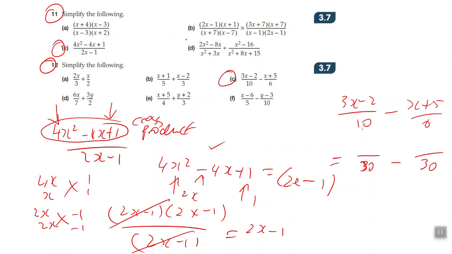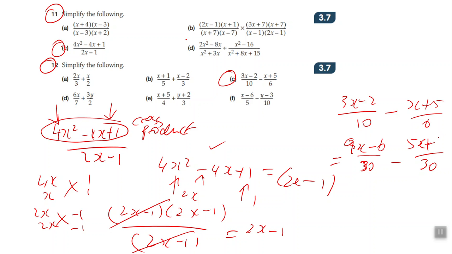Okay, so I need to times this by 3 to get to 30. So I need to times the top by 3. So 3x times 3 is 9x minus 6. And I need to times this by 5. So you've got 5x plus 25.